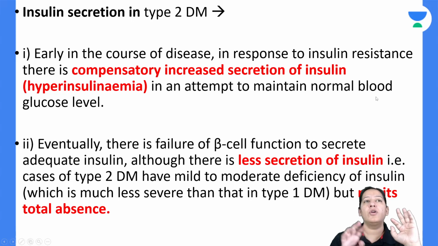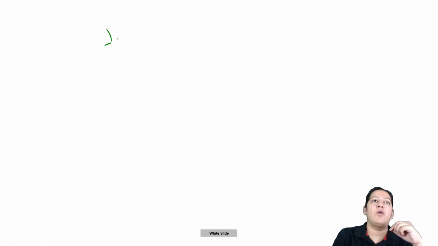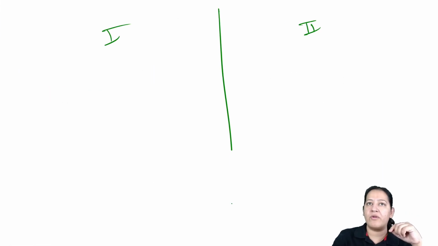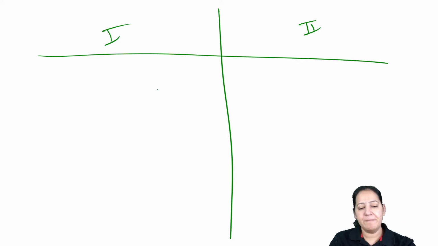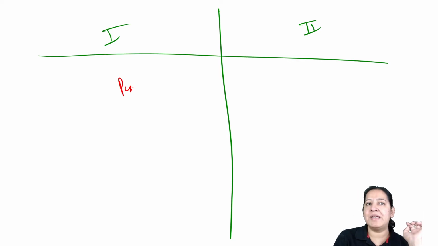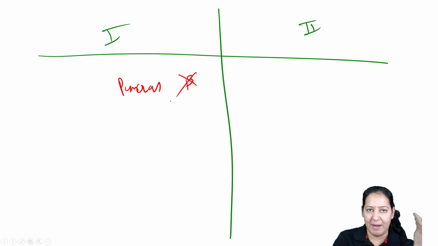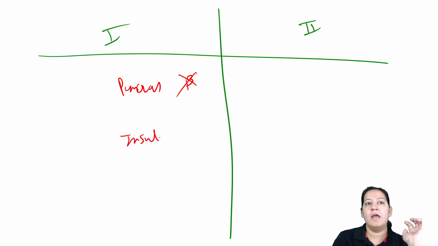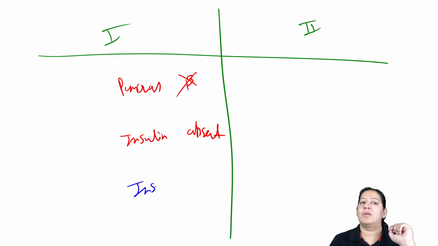Now you tell me what treatment you will offer to type 1 or type 2. In type 1, there is a problem with pancreas beta cells. The beta cells are absent because they are killed by T lymphocytes. So insulin is absent. So treatment is only one: artificial insulin. You give artificial insulin preparation from outside to them.